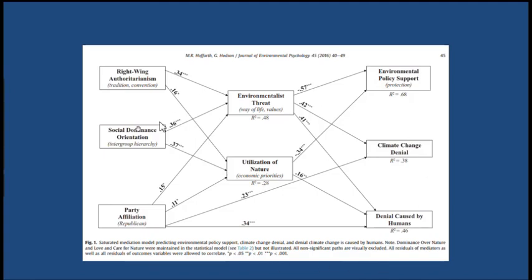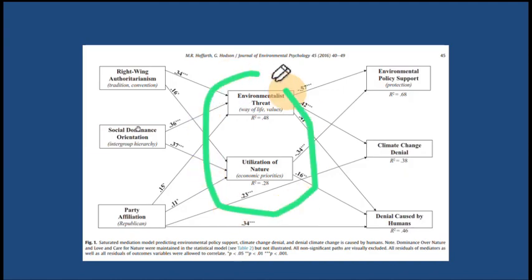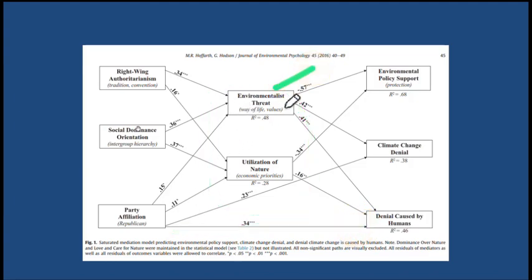Okay, so what's that look like? They get this nice causal model and they're able to determine the extent of influence for different factors. I'm going to break it down into the left side and the right side, but these are what would be called mediating variables. So the impact of these things on environmental policy support, climate change denial, and denial that it's caused by humans, in some cases, at least, some of the causal influence runs through these mediating variables in the middle, and others, there's just a direct effect. But what we're most interested in is this environmentalist threat. I think you'll find this interesting.